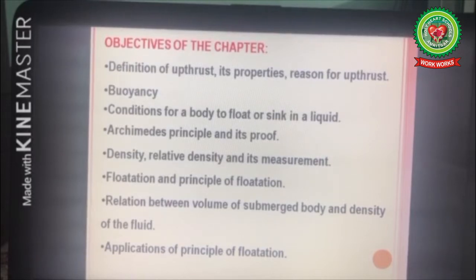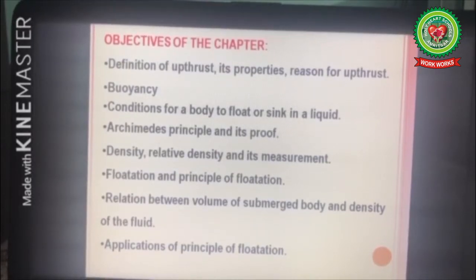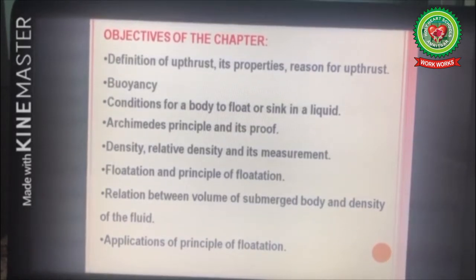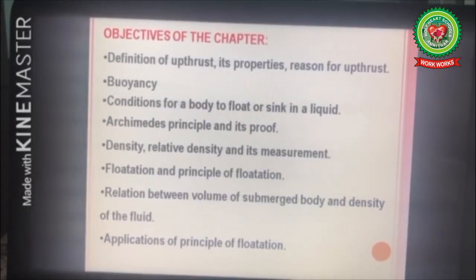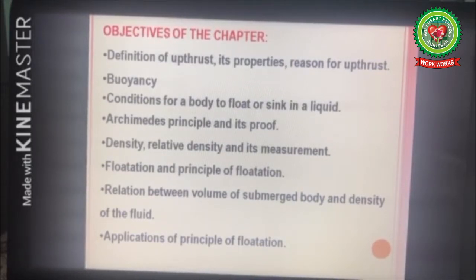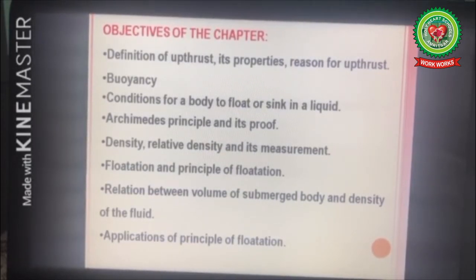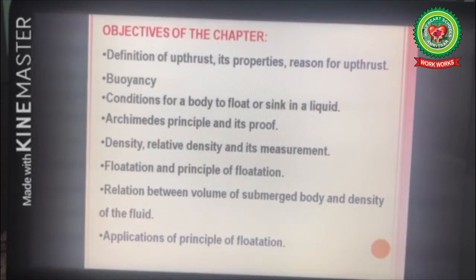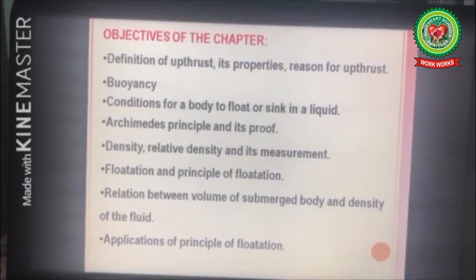the definition of upthrust, its properties and reason for upthrust, buoyancy, conditions for a body to float or sink in a liquid, Archimedes principle and its proof, density, relative density and its measurement, flotation and principle of flotation, relation between volume of submerged body and density of the fluid in which that body is submerged, and applications of principle of flotation.